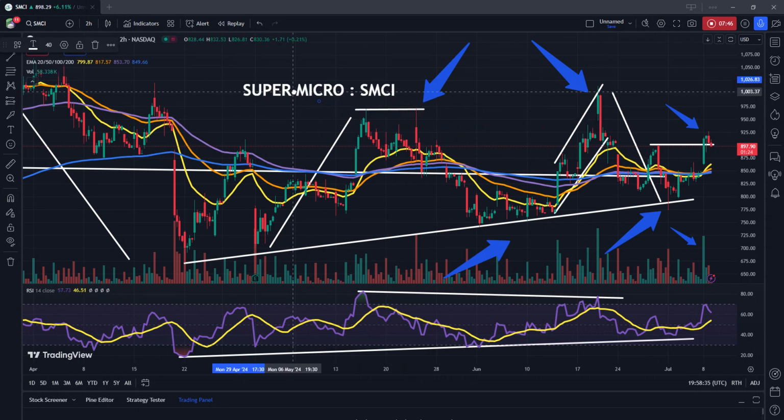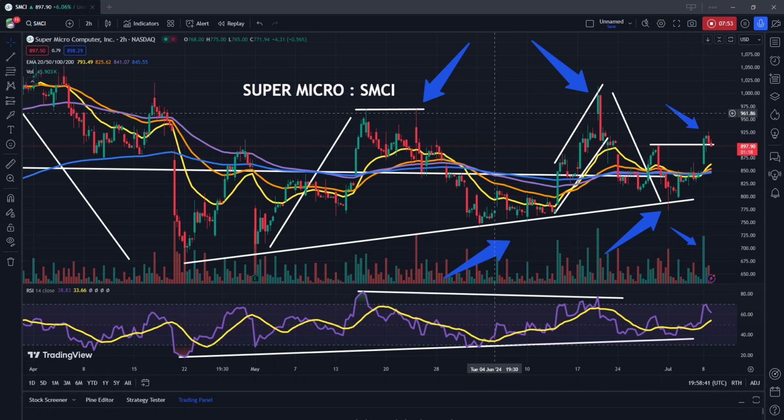So overall, there's much more evidence here to support the top side relative to the potential that we would encounter downside price movements from here. So here's the current market analysis for Super Micro Computer Incorporated, stock ticker SMCI.